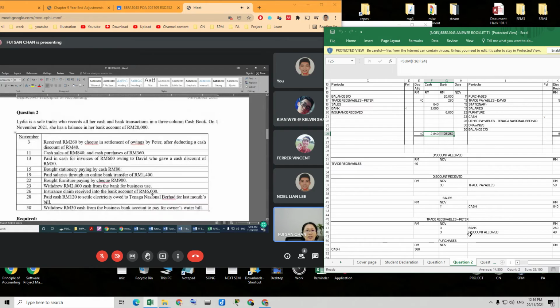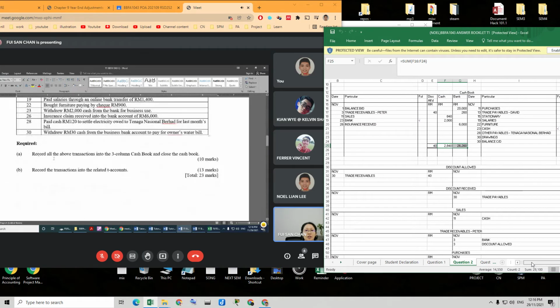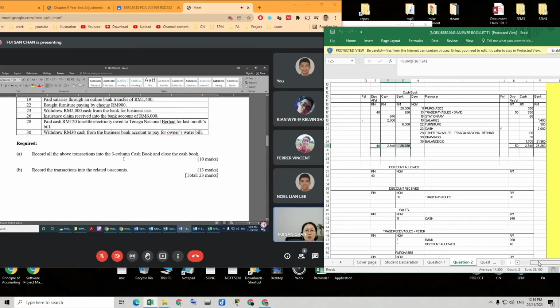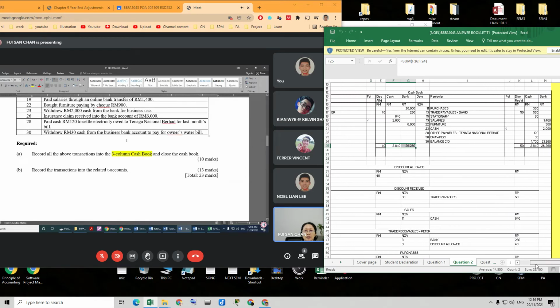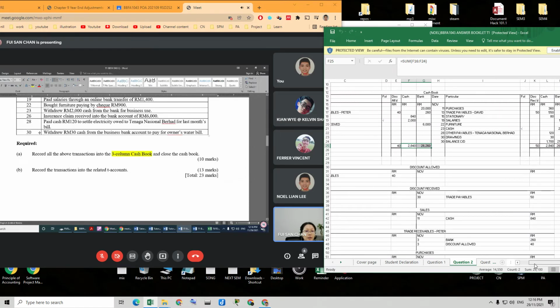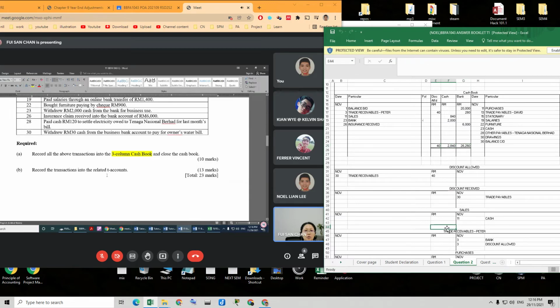Okay, so let's see. Now record all the above transactions into the 3-column cash book. So you're asked to do the 3-column cash book, and after that you need to close the account, and then close the cash book. Record the transactions into the related T accounts. So meaning you look at your 3-column cash book, debit side, credit side, and all the related accounts you have to prepare.